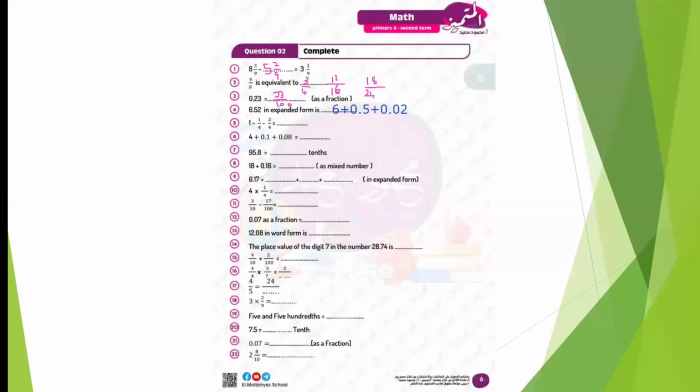1 minus 1 quarter minus 2 quarters. I can change 1 to be 4 over 4.